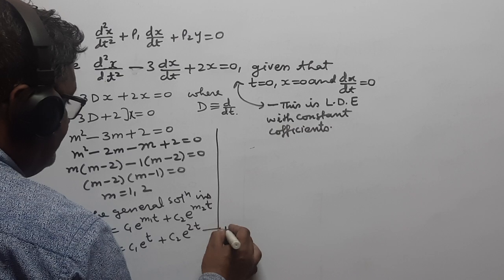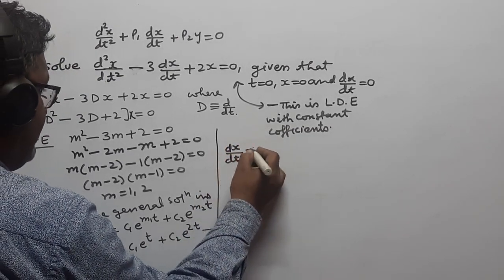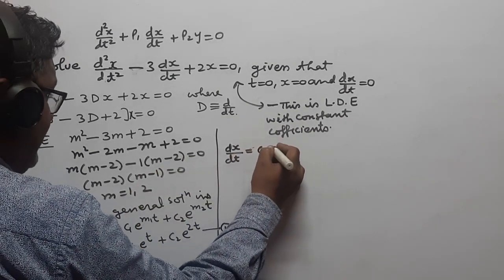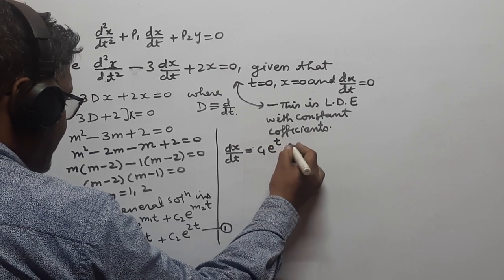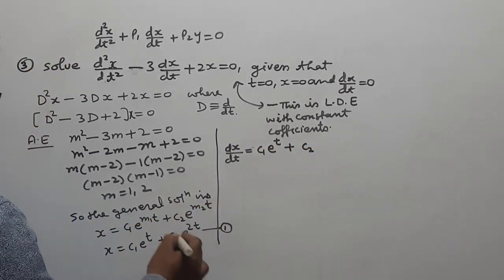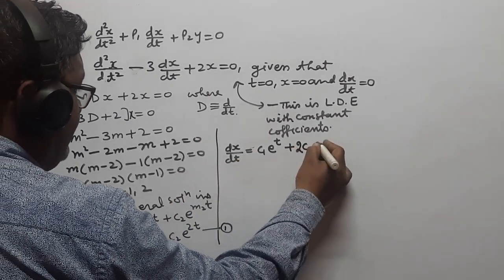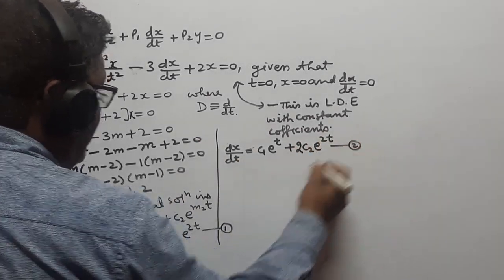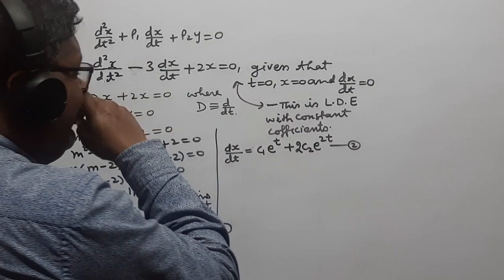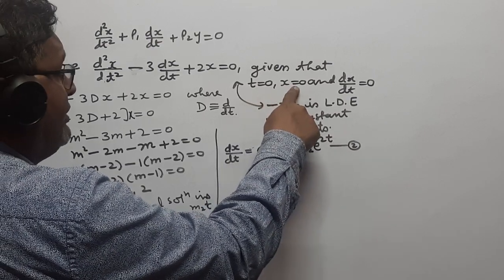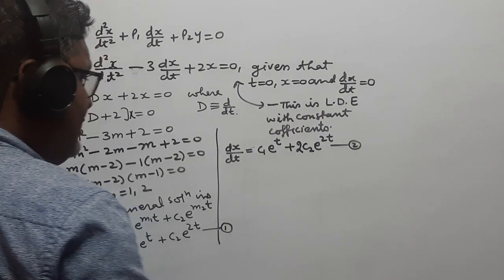Now we differentiate this, we get dx/dt = c1 e^t + 2 c2 e^(2t), where c1 and c2 are constants, the derivative of e^t with respect to t is e^t, and the derivative of e^(2t) with respect to t is 2e^(2t). Suppose this is the second equation. Now we use the boundary conditions: when t = 0, x = 0 and dx/dt is also 0.